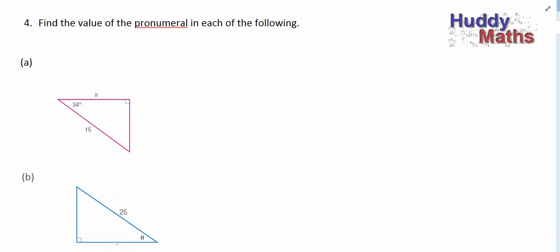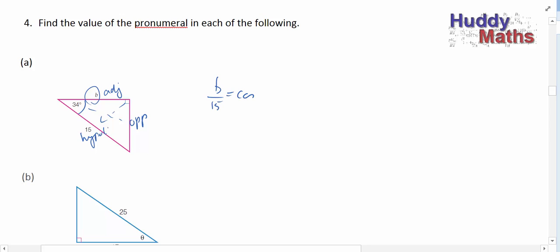Find the value of the pronumeral in each of these. So the first one, we want B, so we can see that's the side adjacent, and this is the hypotenuse. Remember, go to the angle, look out, that's the opposite. Go to the 90, look out, that's the hypotenuse. So we can say B over 15 equals the cos of 34. So B equals 15 cos 34. And if you do that on a calculator, you get approximately 15.4.